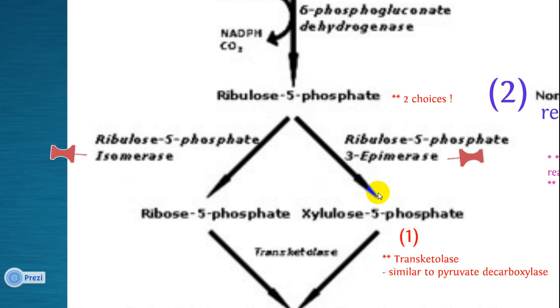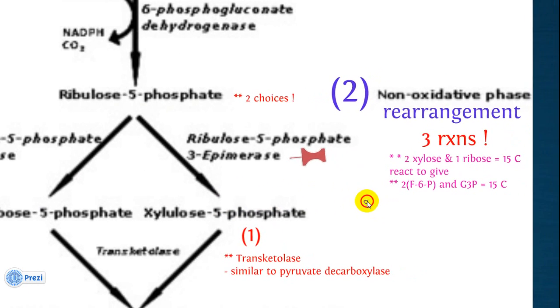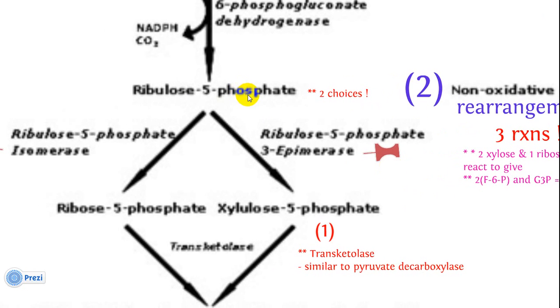Till now, from right now we are going to begin with the rearrangement reactions. The idea of the rearrangement reactions is that this ribulose will be converted into xylose and another ribulose will be converted into ribose. So I will have a lot of xylose and I will have a lot of ribose.